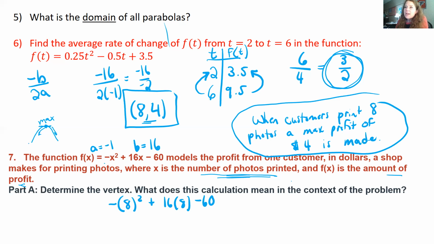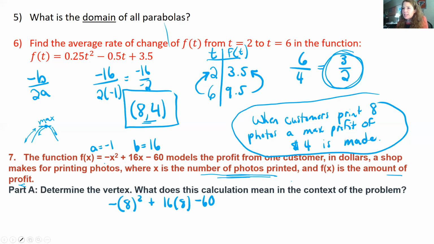Or no, that's not true. So the profit is increasing from 0 to 8. After 0, obviously 1 to 8. The profits are increasing, but it can never go past a profit of $4 maximum. That's the maximum profit per customer, right? Do you understand? Because after they print more than 8 photos, their profits are decreasing. You're making less than $4 per customer.